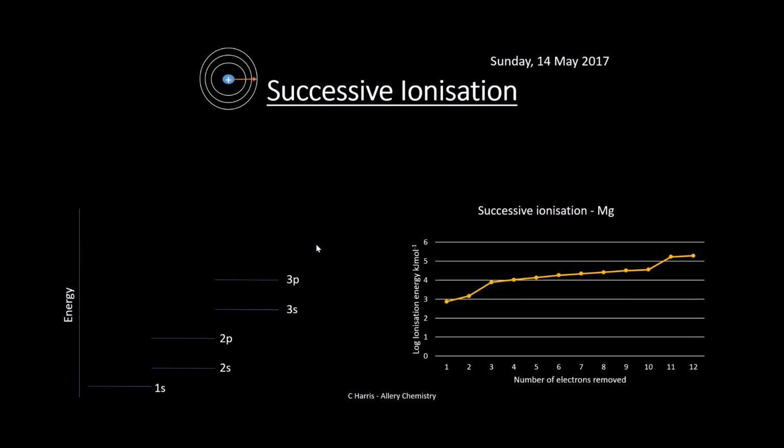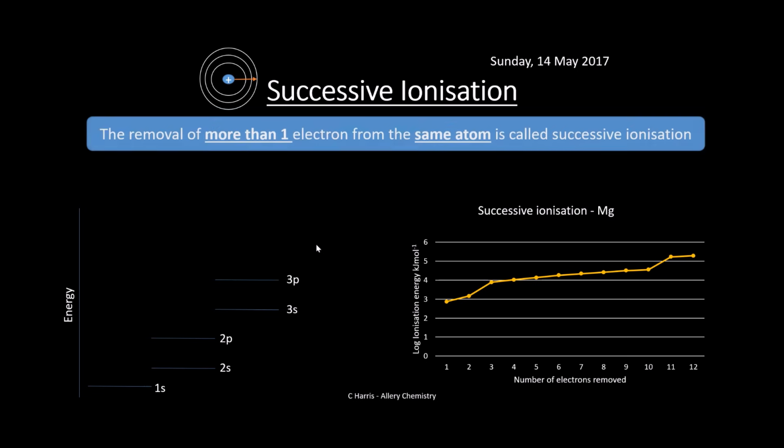Okay, so let's look at successive ionization energies. This is just the removal of one or more electrons from the same atom. We just keep removing electrons from the same thing, and we call this successive ionization energy. You can see here on the graph the successive ionization energy for magnesium. We take a magnesium atom and just keep removing all of its electrons. It's got 12 electrons in total.